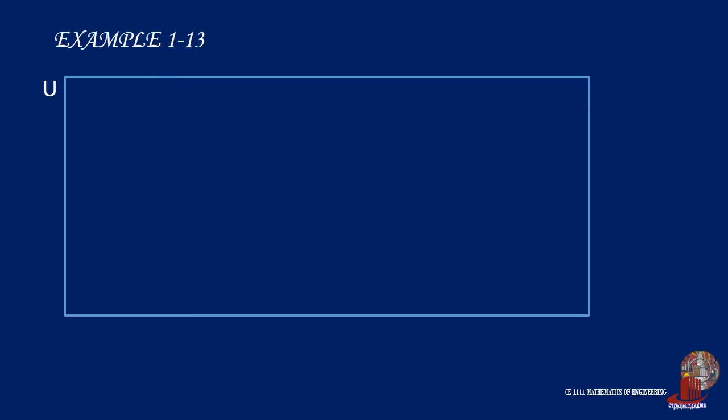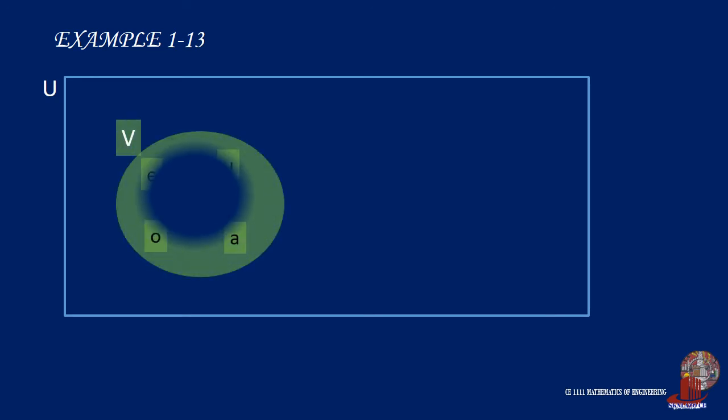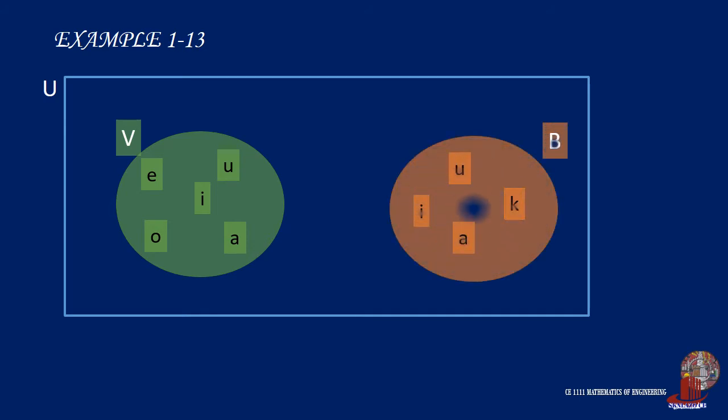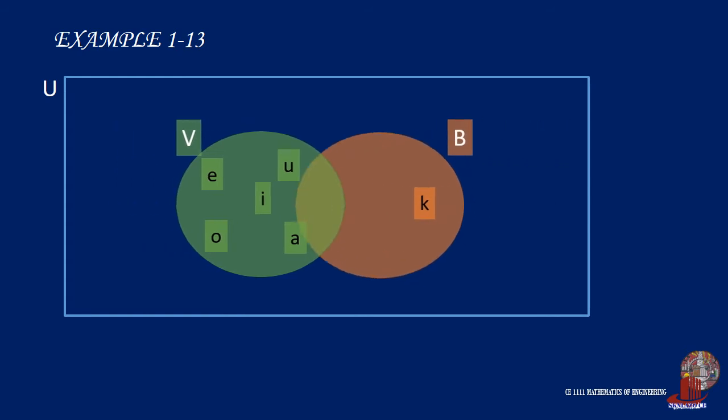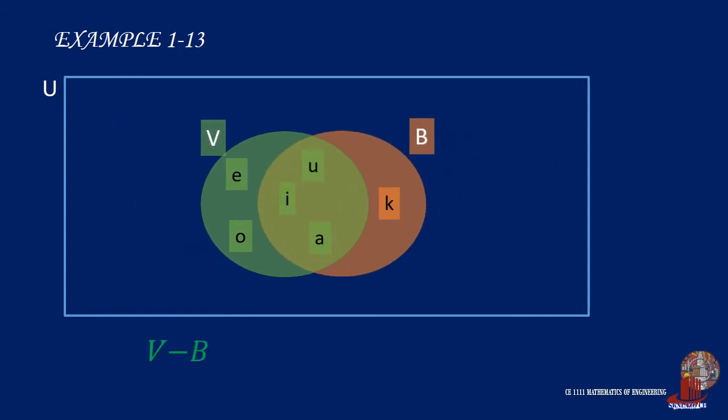Let's take another example, setting off with set V with the elements A, E, I, O, U, and set B with the letters A, I, K, and U. We are asked to find V minus B and B minus V. Having their intersection, we have V minus B taken as the elements E and O, since the elements E and O belong to V but not to B. And for B minus V, our element would turn out as K, since the element K belongs to B but not to V.